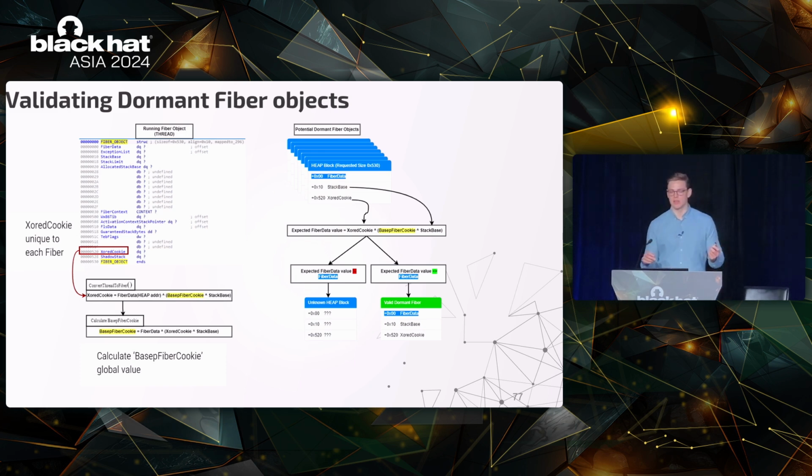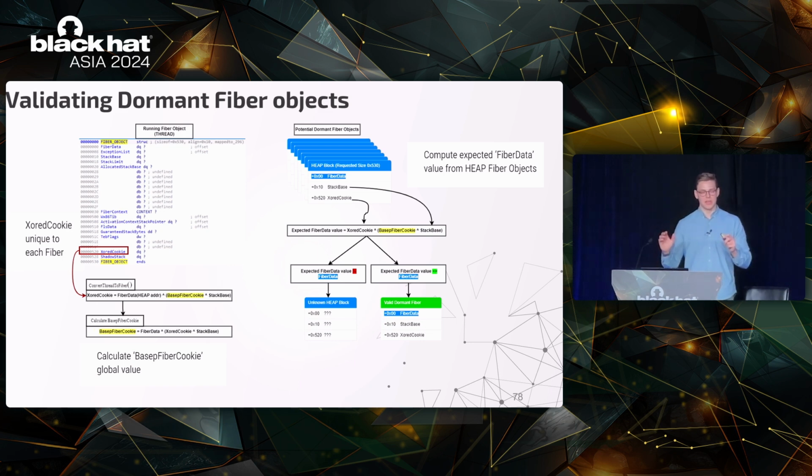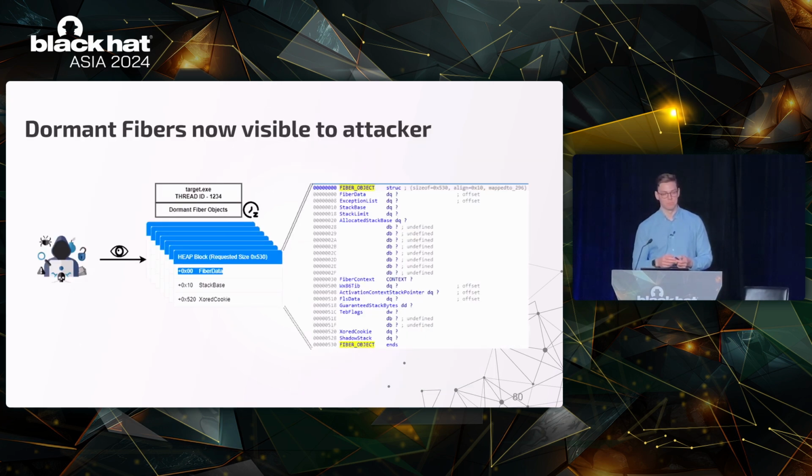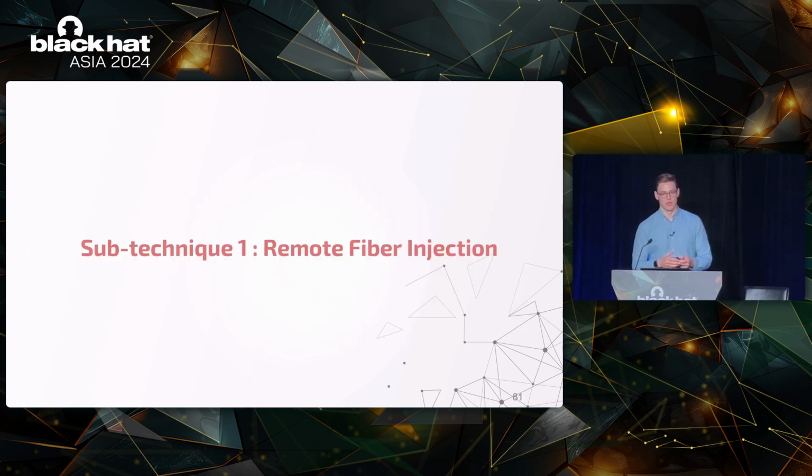And once we know this value, we can take the list of those heap objects and we can compute an expected fiber data value from these heap objects. Now, if the expected fiber data value matches that of the actual fiber data value, we can conclude that this heap object does indeed contain a dormant fiber. So now as an attacker, we've gone through those steps. We have the currently running fibers and the dormant fibers. So let's start by injecting into those dormant fibers.